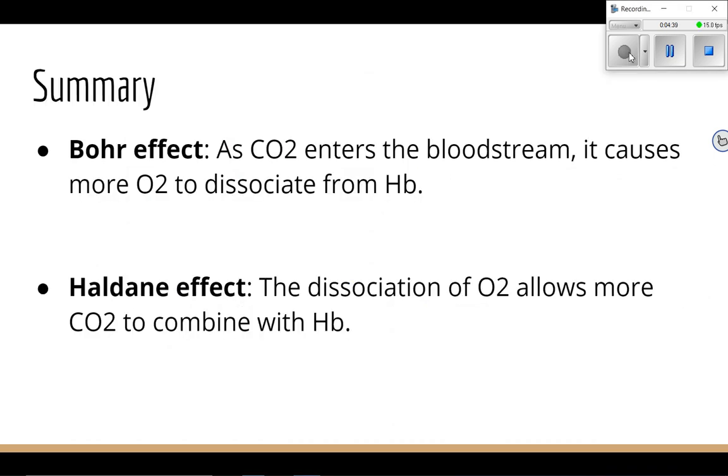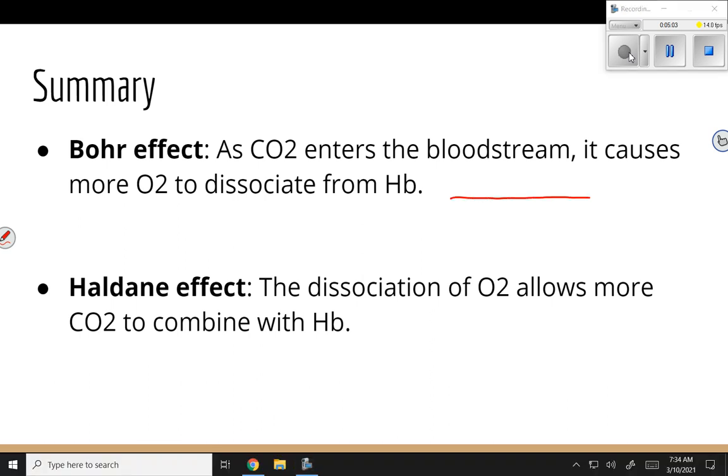One other thing that I want to mention is how carbon dioxide influences hemoglobin's ability to bind to oxygen. So there's something called the Bohr Effect that states that as carbon dioxide enters the bloodstream, it causes more oxygen to dissociate from hemoglobin. So if I'm trying to think about what that means, I could have a red blood cell, and let's say that it's bonded to some oxygen right there. But if we have a high concentration of CO2 in the bloodstream, that hemoglobin is going to release its oxygen. And again, that's a good thing because an area that has high CO2 has most likely been working hard and actually needs oxygen.